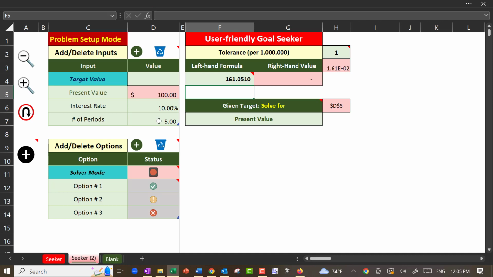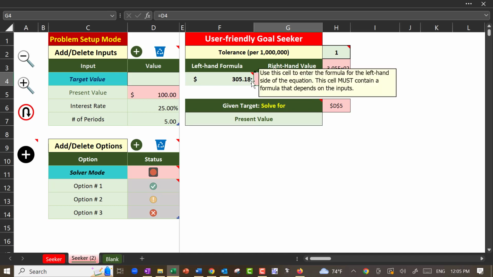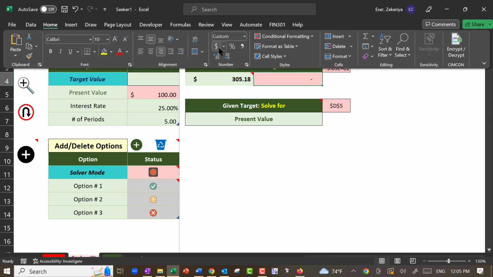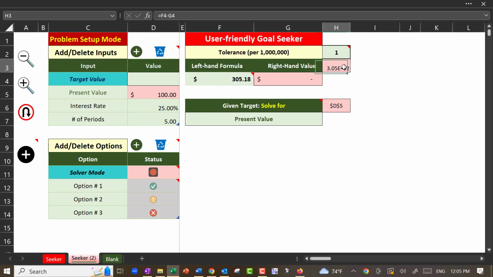So 25. And you can change the format of this as well. Let me do that too. That number over there underneath the green one is the difference between the left and the right. But if all you care to know is the value of the left-hand side, you don't need to worry about that.